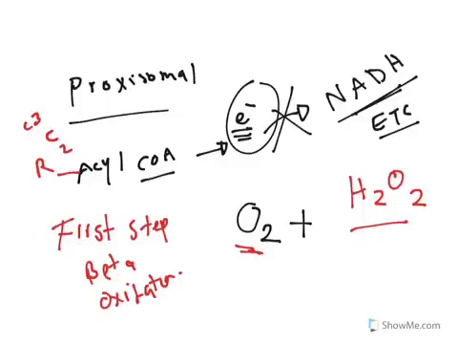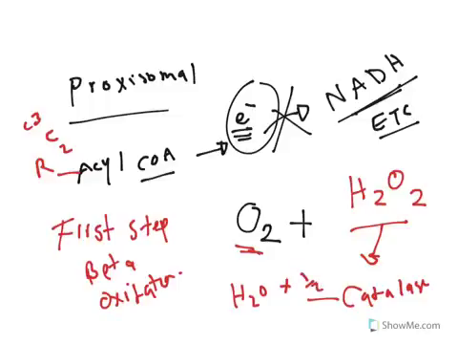peroxide, hydrogen peroxide. And this peroxide we need to get rid of, otherwise it will damage the cells. It's very toxic. So we need an enzyme called catalase that will break it down to water and half an oxygen.